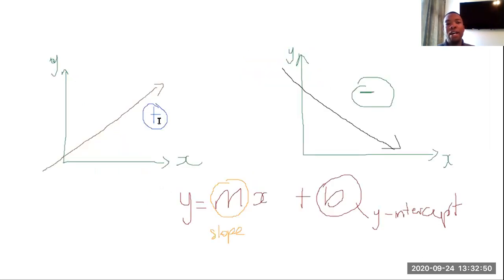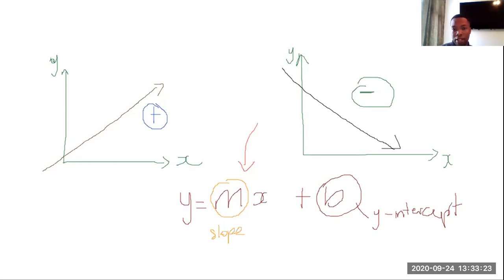I'm going to go back to this right here. Whenever I said if the graph is going that way, it's positive, and if it's going that way, it's negative, that only affects the slope. So if this is a positive graph, then my slope will be positive. If it's a negative graph, then my slope will be negative. It does not affect my y-intercept.